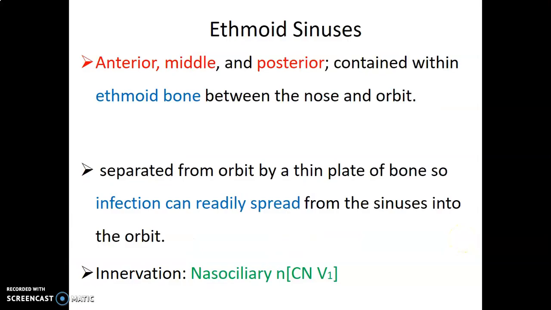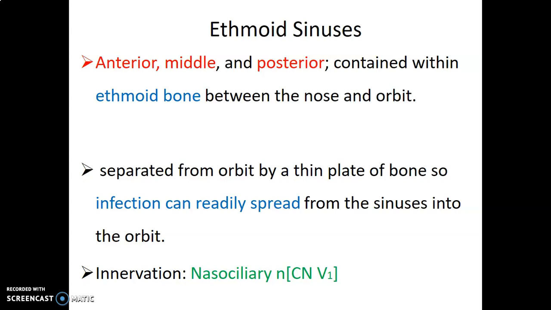So we're discussing the paranasal sinuses. We continue from the ethmoid sinuses. So we have three groups of air cells in the ethmoid sinus: the anterior, middle, and posterior ethmoid sinuses. These are housed within the ethmoid bone. The ethmoid bone is located between the nose and the orbit.